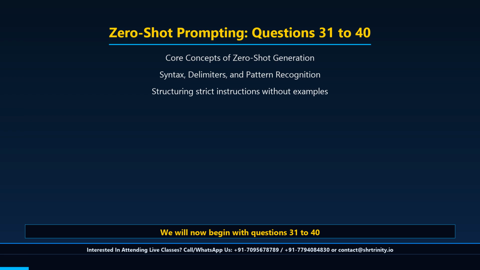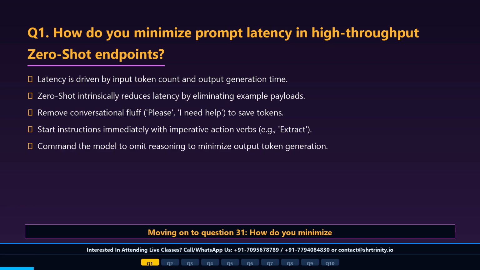We will now begin with questions 31 to 40 of our zero-shot prompting interview series. Moving on to question 31, how do you minimize prompt latency in high-throughput zero-shot endpoints?